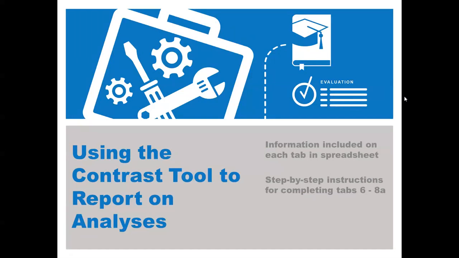Okay, I think I have the controls, and hopefully everybody can hear me now. So as Barbara said, now we're going to review the tabs in the contrast tool that can be used to gather the information needed for reporting findings. That's tabs 6 through 8A. I'm going to describe what each tab is used for, show what it looks like, and go over the information to be provided on the tab using an example for how to complete it. Oops. I had control, but now I seem to have lost it.